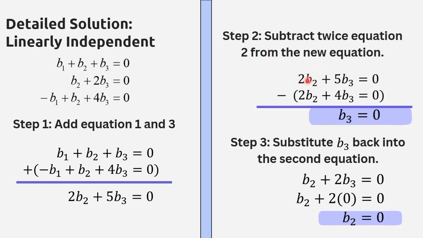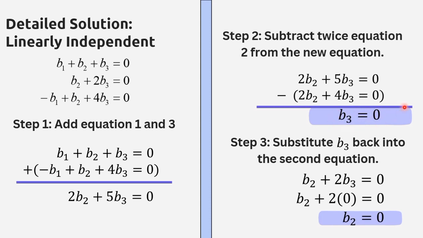So here we're going to get twice our equation 2. So 2 times b sub 2, we have 2b sub 2. 2 times 2b sub 3, we have 4b sub 3, which is now equal to 0. So by subtracting, we got the value b sub 3, which is equal to 0, from 5b sub 3 minus 4b sub 3. So we have here the solution. We've already found the value of b sub 3.